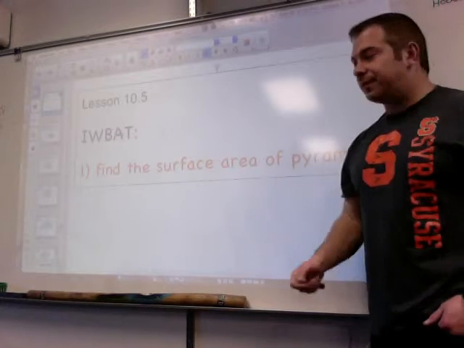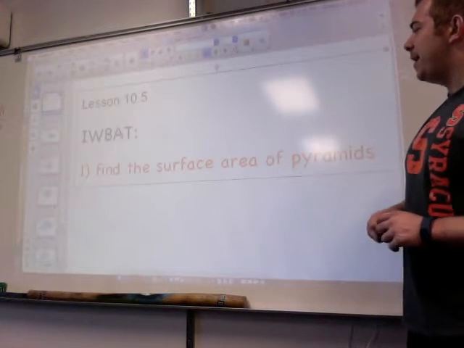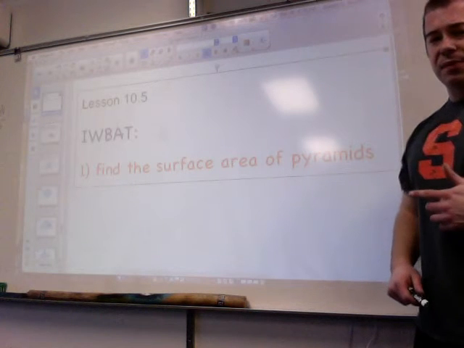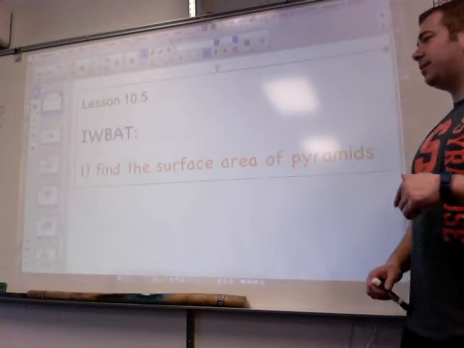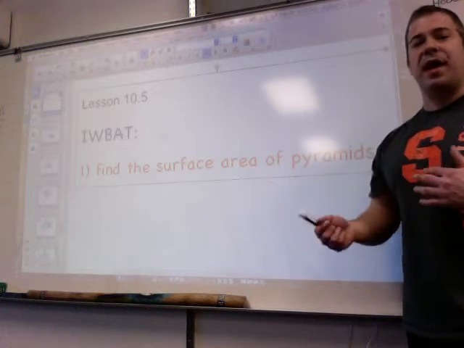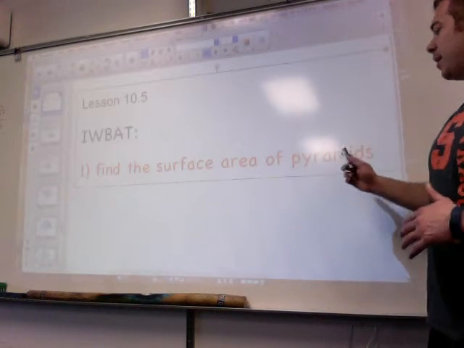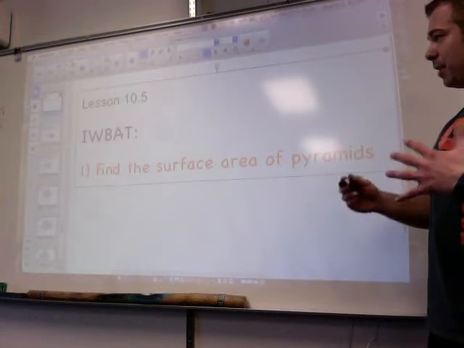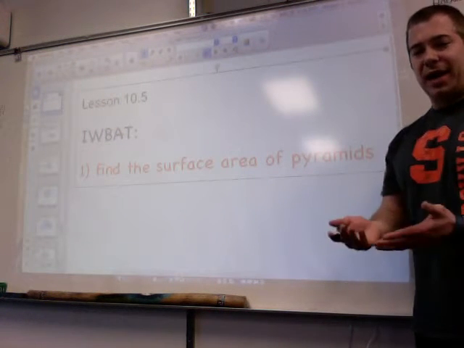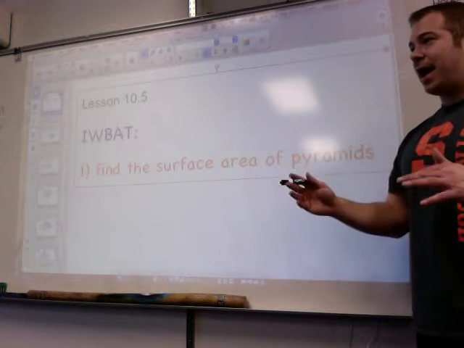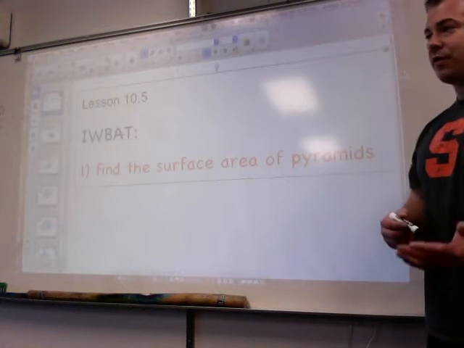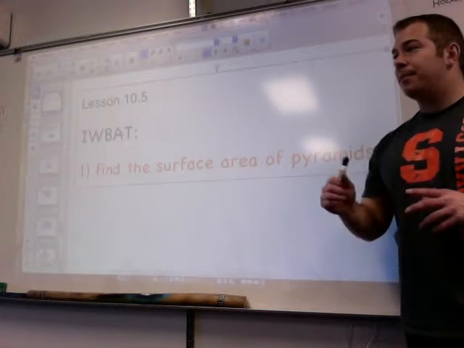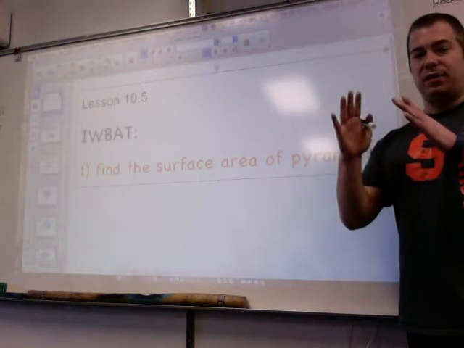Here's your objective. I will be able to find the surface area of pyramids. So just like 10.3 with rectangular prisms and 10.4 with triangular prisms, we are going to find surface area this time with pyramids. All right? Pyramids have 5 total sides. They're going to have a base, and the base can be triangular or rectangular. We're going to start with rectangular, but they have 4 sides that are triangles, and they make up a pyramid.